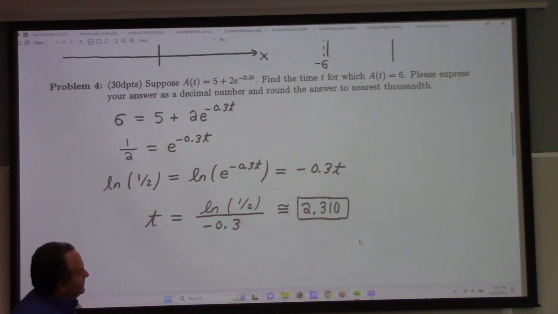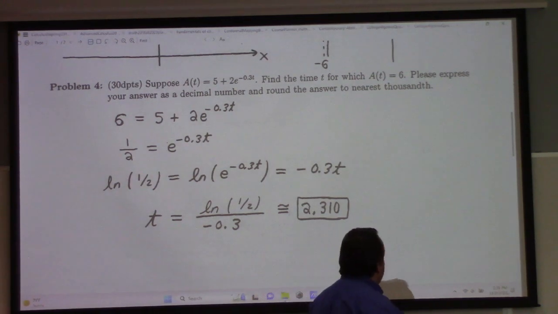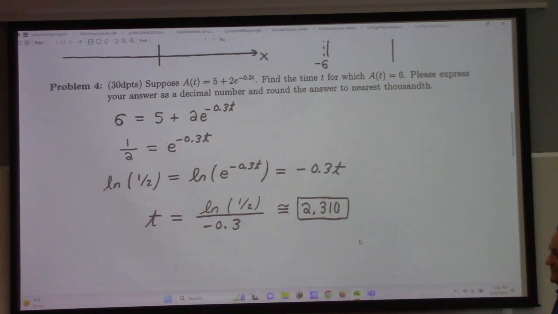So here, oh man, what's going on here? This is actually the kind of problem I wanted to talk about today once we get past the quiz. This kind of thing, an applications problem. We're given a formula. A of t is 5 plus 2e to the minus 0.3t. We're supposed to find the time t for which A of t is equal to 6. So how do you do that? Pretty simple. You just put 6 equal to your formula. And then we have an exponential equation which we can try to solve.